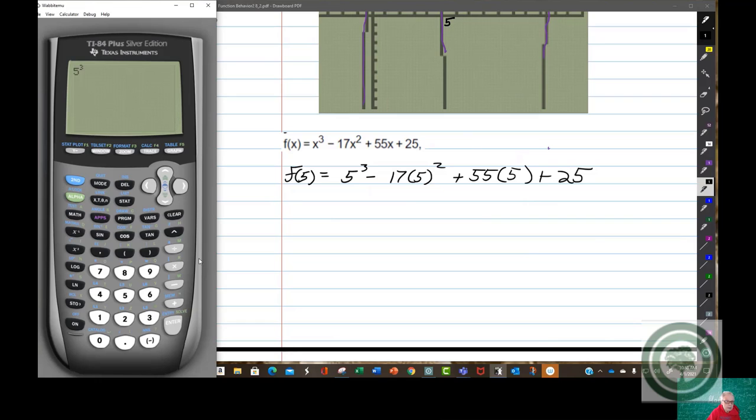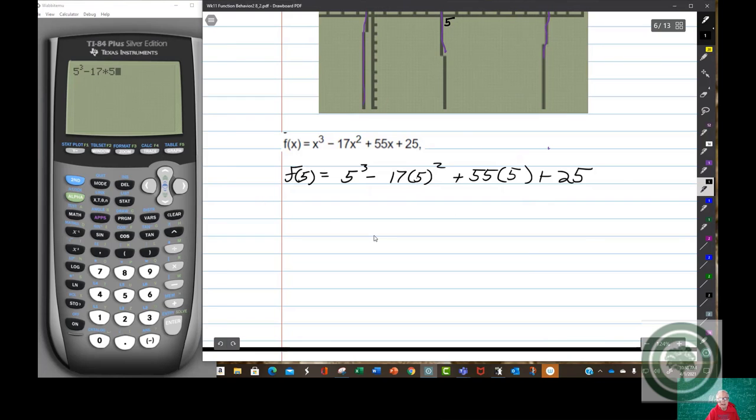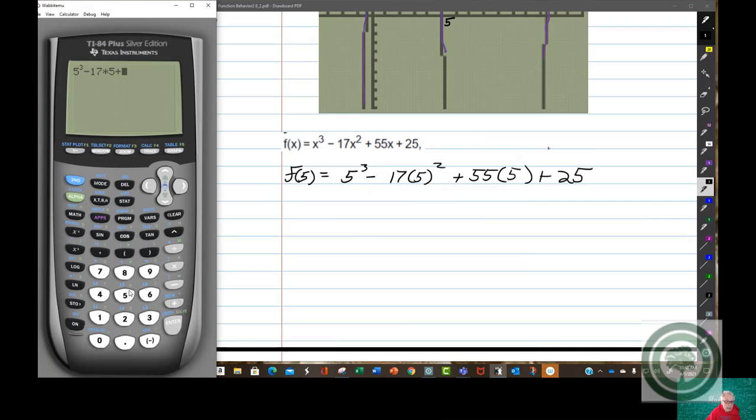5 caret 3, come down, minus 17 times 5. As long as 5 is a positive number, I don't really have to put it in parentheses. Writing it this way is just a habit for me. Plus 55 times 5 plus 25. I forgot to square the 5. Not the worst thing I could do. I want the square to go right there, so I'm going to hit second, delete, and that'll give me insert, and I'll hit x squared, and then come on to the end. Yes, it's 0. Woo!